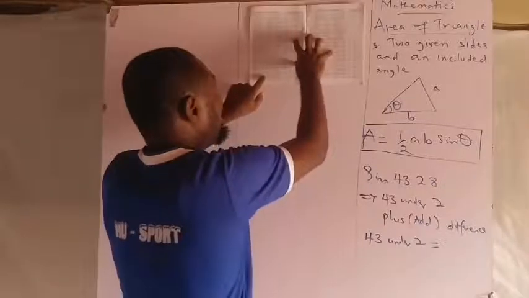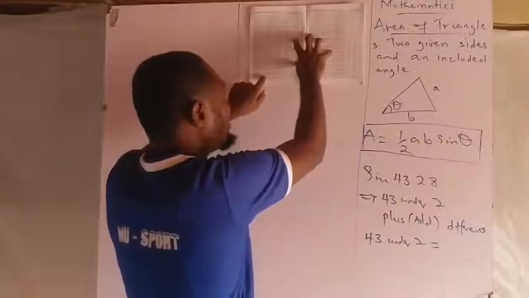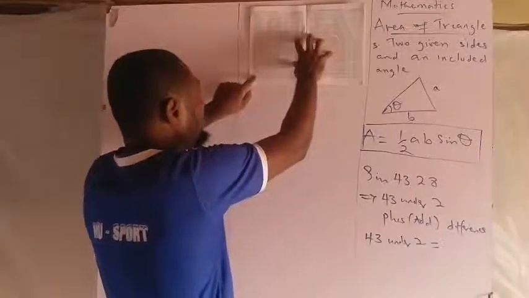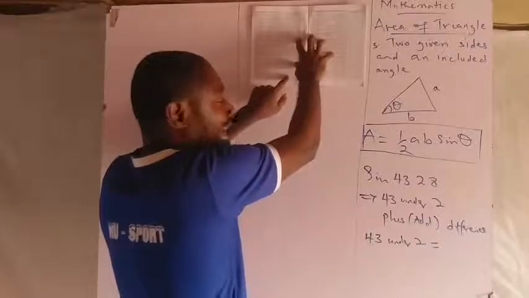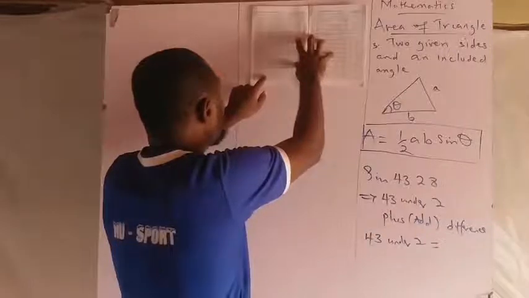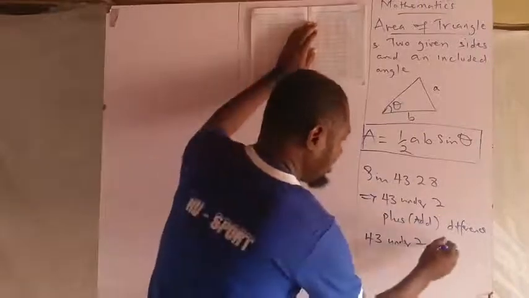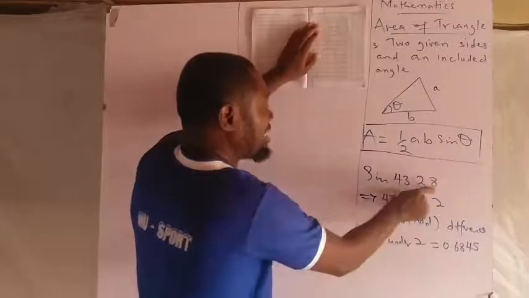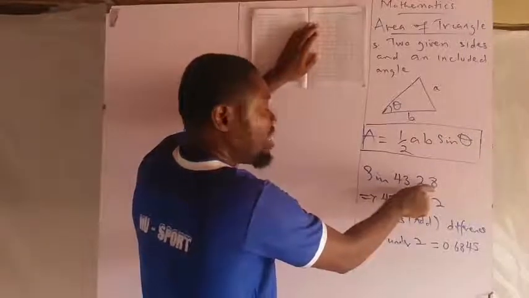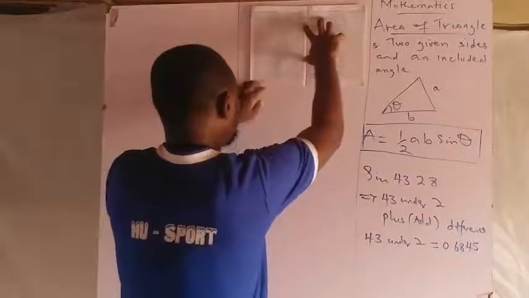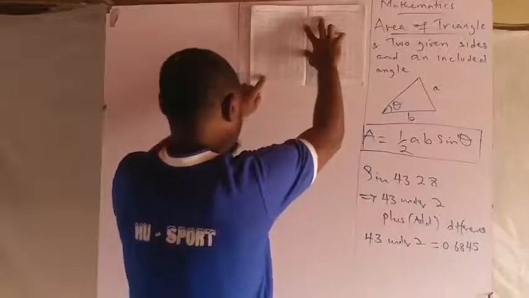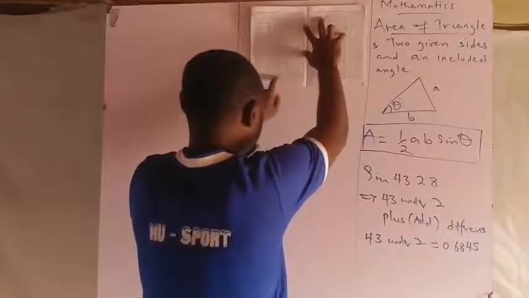But I said your answer would not be 6845. Your answer will be 0.6845. The first 0 point affects all the numbers on that line. So 43 under 2 is 0.6845. You will not stop there, because it has an extended number, the second decimal, which is 8. So I'm going to extend my reading. 43 under 2 gave me 0.6845.